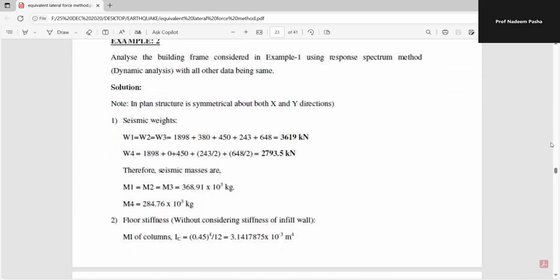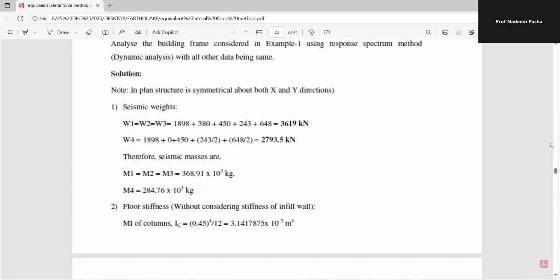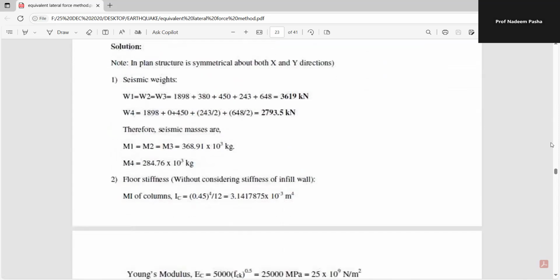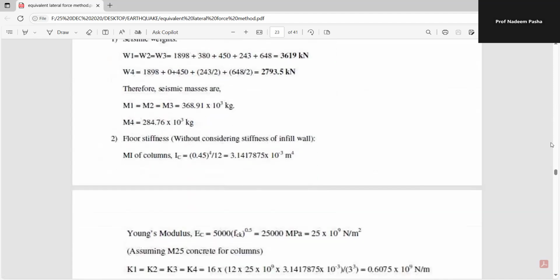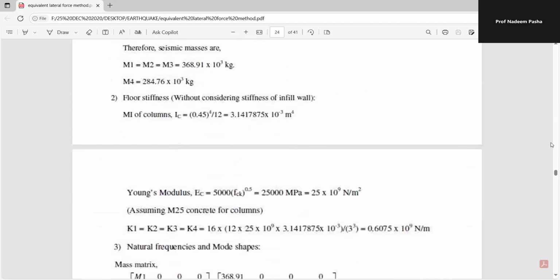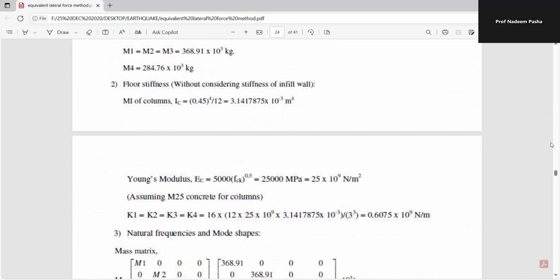So the floor stiffness without considering the stiffness of the infill wall: the moment of inertia of columns, IC, is equal to 0.45^4 divided by 12. It comes out to be 3.141785 × 10^-3 m^4. Young's modulus is equal to 5000 root of fck, so 25000 MPa, which is 25 × 10^6 kilonewton per square meter. Assuming M25 concrete for columns, K1 = K2 = K3 = K4, which comes out to be 0.6075 × 10^9 Newton per meter.